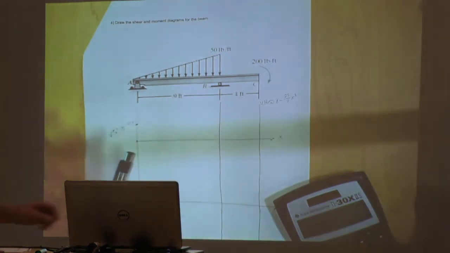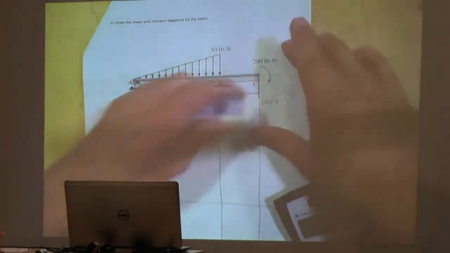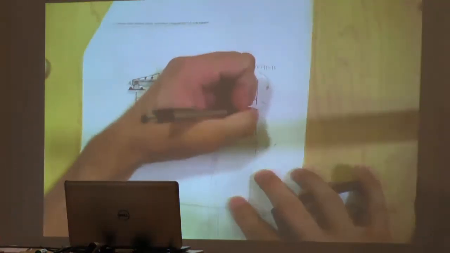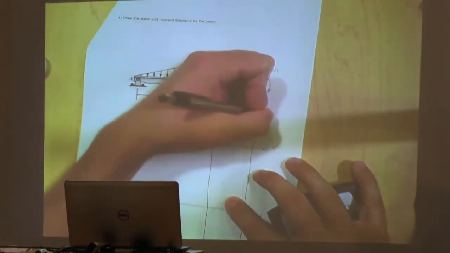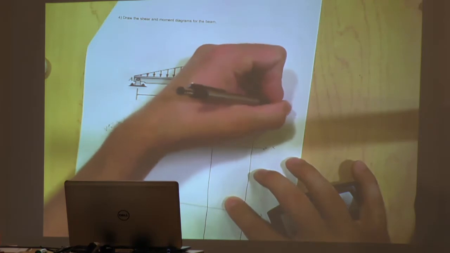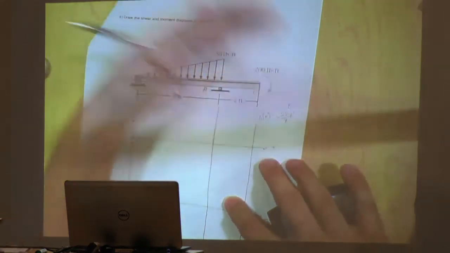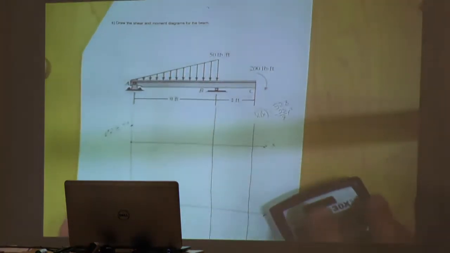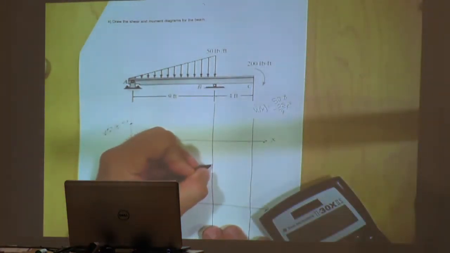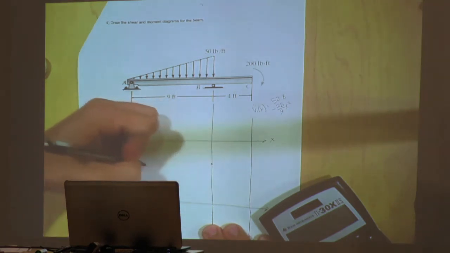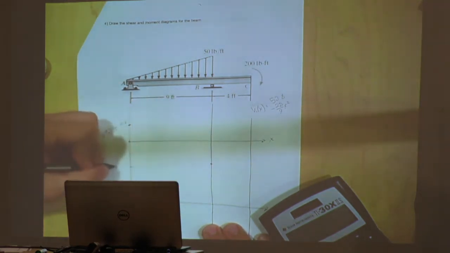So let me, hopefully that's a little more clear to read. If we plug that into our equation at a distance of 9, we get negative 172.2.